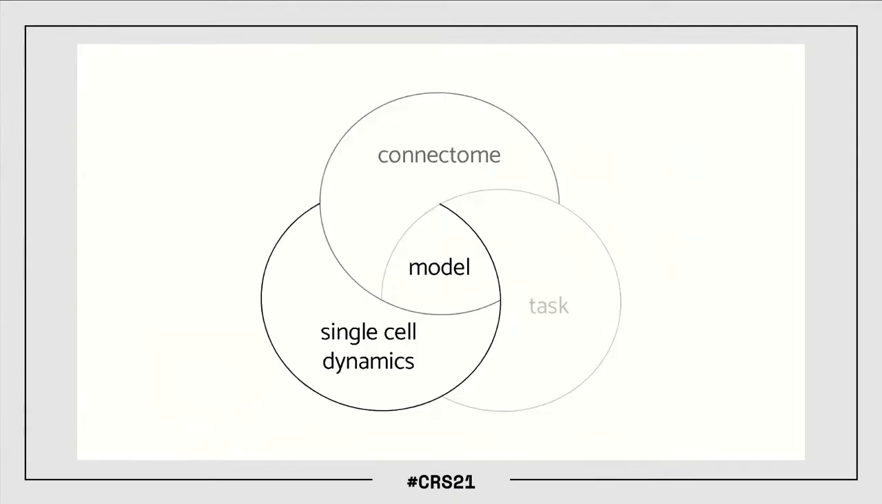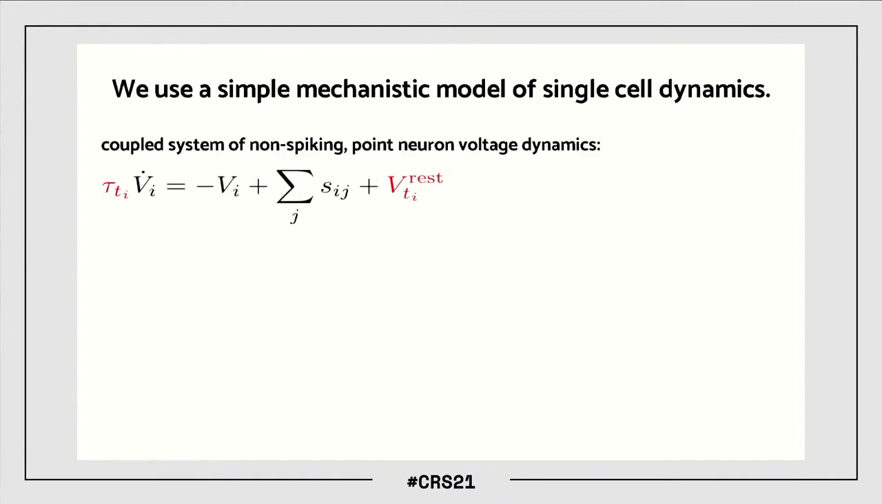Now that we have that, we ask how can we constrain the neuron's state, and model the temporal state, the dynamics, and the communication between the cells. For that, we use a simple mechanistic model of single-cell dynamics. This equation describes a coupled system of non-spiking point neuron voltages, because the neurons in the fruit fly visual system are non-spiking and they are small.